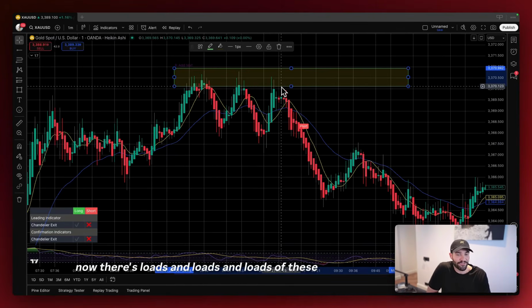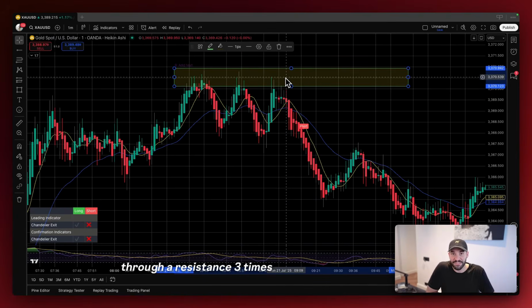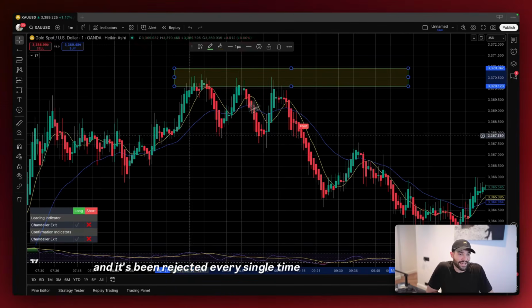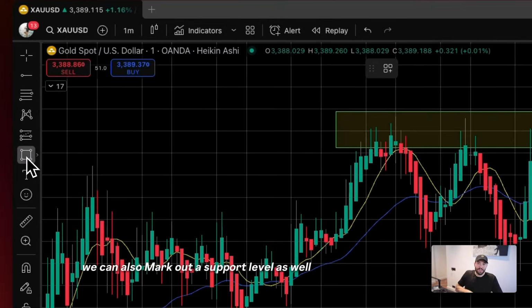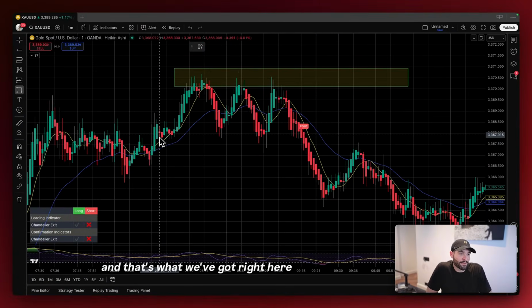Now there's loads and loads of these. I've got a training on this as well, which you should watch. But essentially this is a triple top. It's where price has tried to break through a resistance 3 times, and it's been rejected every single time. We can also mark out a support level as well, and that's what we've got right here.